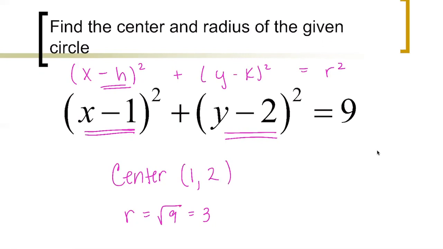Questions on going that direction? So if they give you a center and a radius, you should be able to write the equation. If they give you an equation, you should be able to come up with the center and the radius.